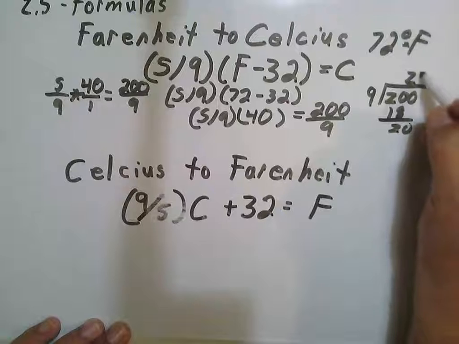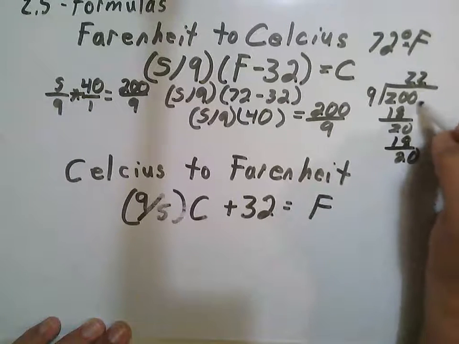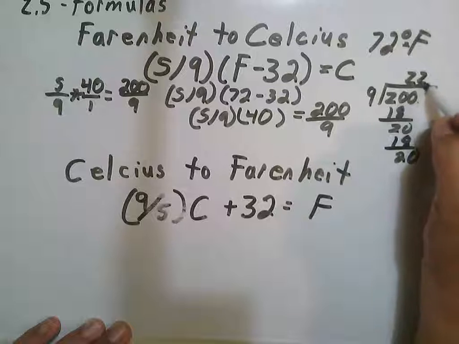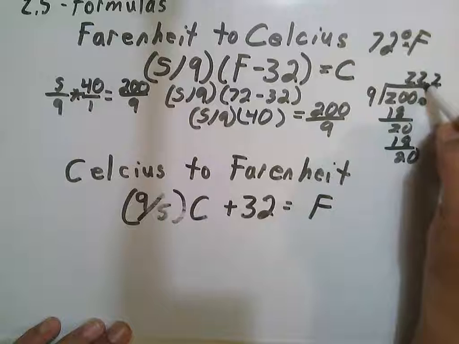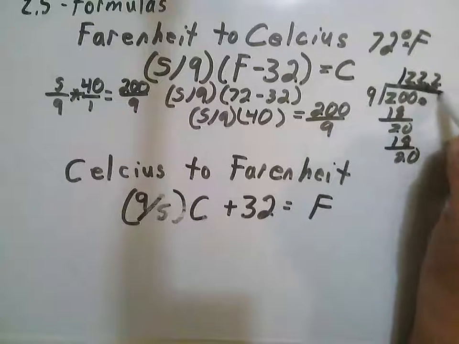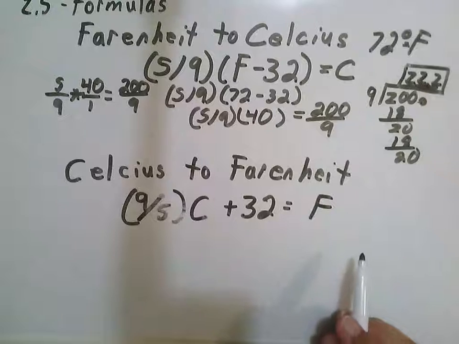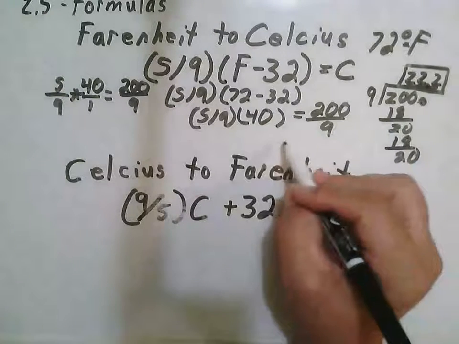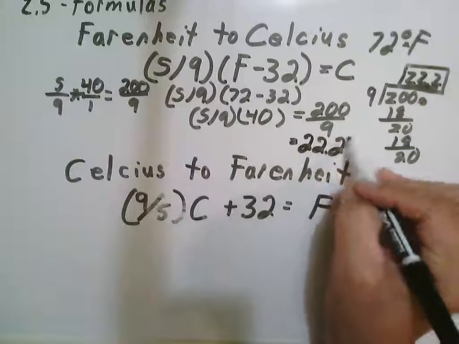9 will go into 20 2 times. That'll give me an 18. And notice these just continue on. Once I get to the end of my 200, that'll be my decimal spot. So that'll be 22.2. So as far as for this class, as far as we will ever break down any decimal, will be 1 decimal spot. So for this particular answer, my final answer is going to be that this is going to be a Celsius of 22.2.